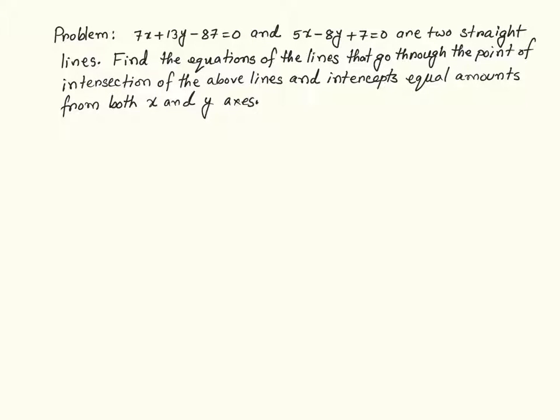In this video, I am going to solve this problem. Here I have been given two straight lines. One is this one and the other one is this one. I need to find the equation of another straight line that goes through the point of intersection of these two straight lines. Intersection of this line and this line. And the line I am looking for must also intercept equal amounts from both x and y axis.